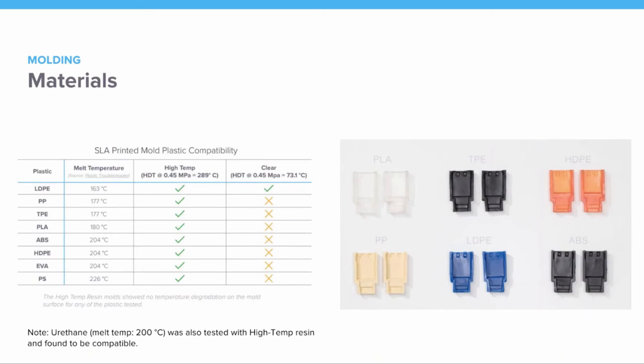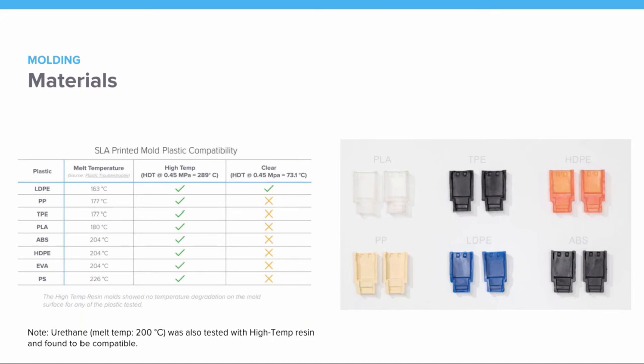You can see it over here on the left. Our initial white paper, we only tried it with LDPE. It's slightly lower temperature at 163 degrees Celsius. Worked fine with our clear resin. We didn't notice any noticeable degradation of the mold itself. But once we started getting to the higher melting point temperatures, we had to start using our high temp resin. And as you can see, it performed admirably. These are all little USB enclosures. You can see what they all came out like.